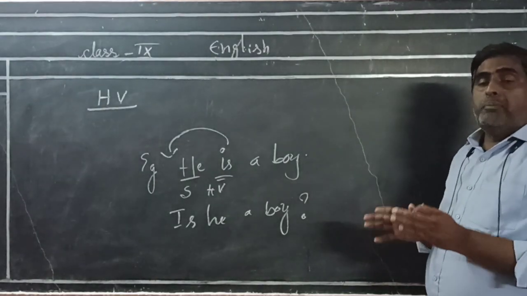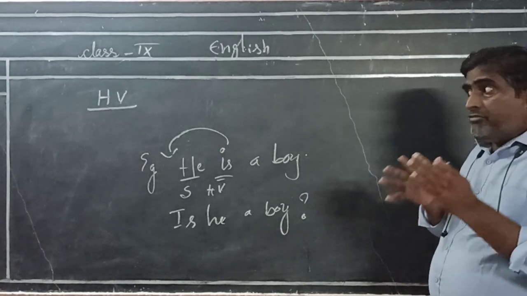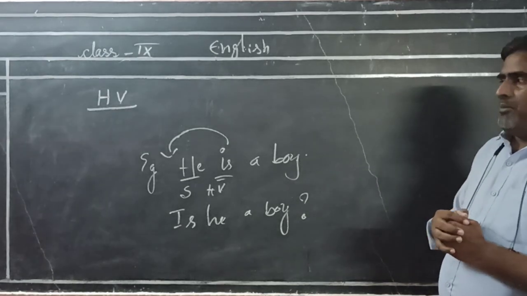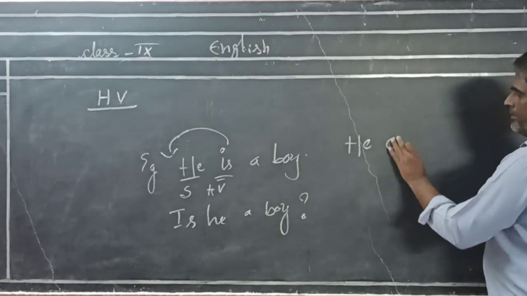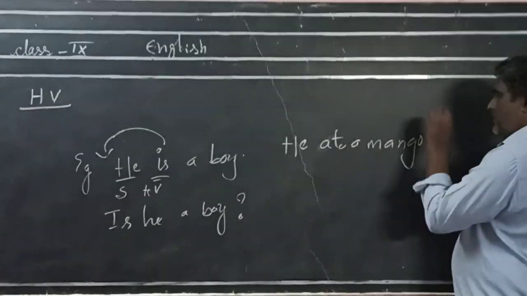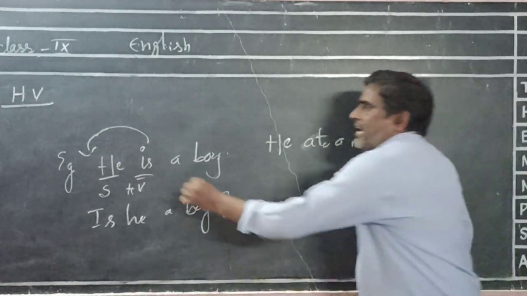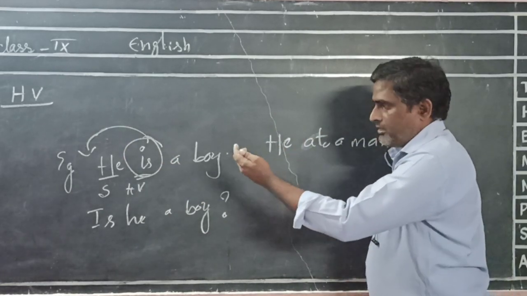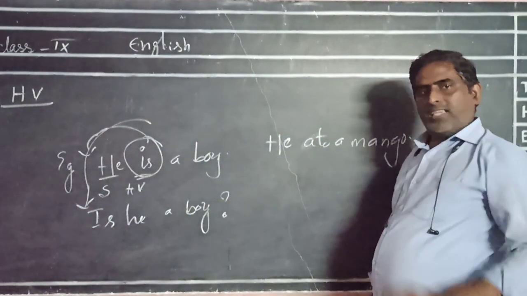When there is a helping verb in a sentence, it is easy to frame a question. If the helping verb is not there, how can you frame a question? For example, he ate a mango. So this is a statement. In the first sentence, we have a helping verb, so we can frame a question by changing the word order. First, we take this helping verb, bring it forward, and frame it as a question.